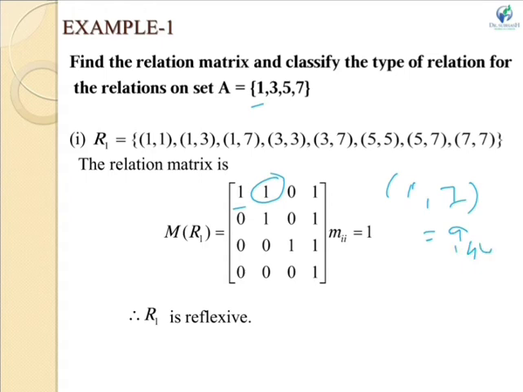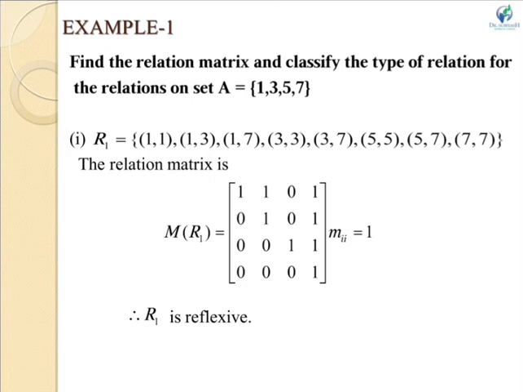Okay. See, (1,1) is there, so this is our a11. Next element is (1,3), so here I have kept 1. Next element is (1,7), so this exists in the set, so this is 1. Now here (1,5) is not there, so I have kept here 0.